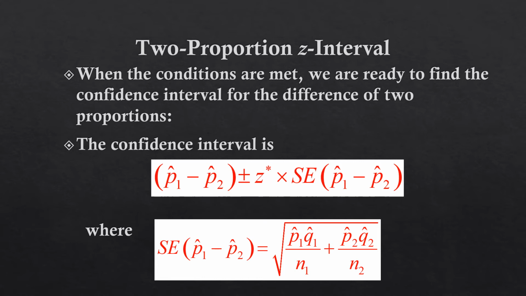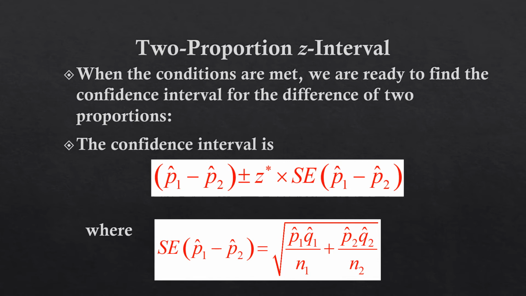So when the conditions are met, we are ready to find the confidence interval for the difference of two proportions. When I say the difference, that's how we want to interpret what the interval is. We would say, we are 95% confident that the true difference in proportions is between this number and this number.